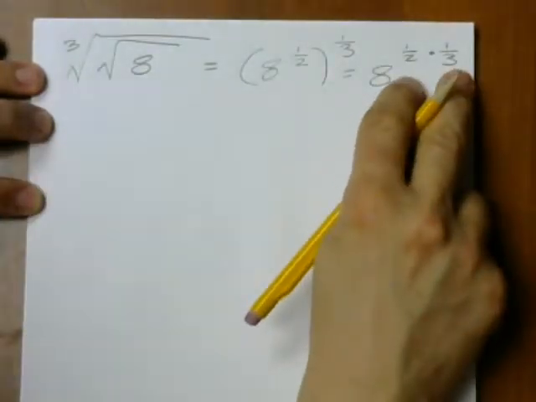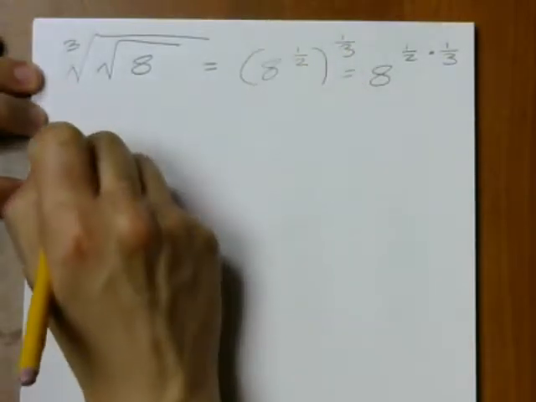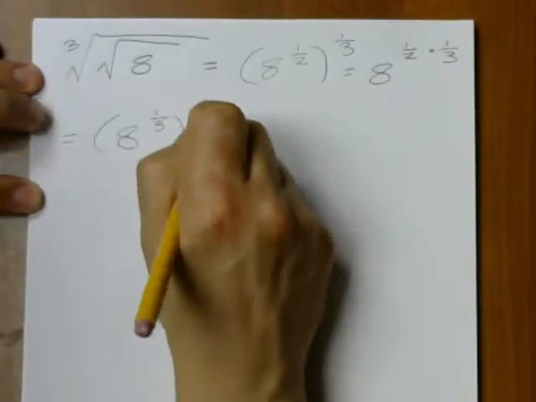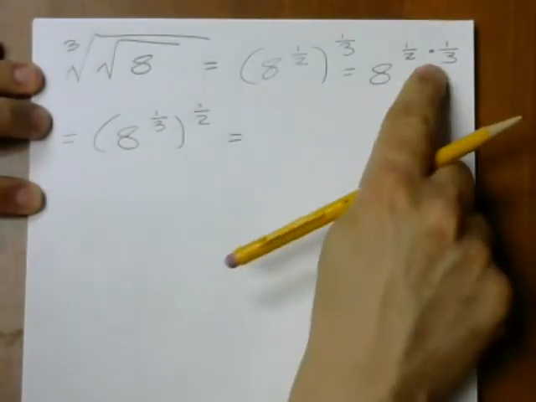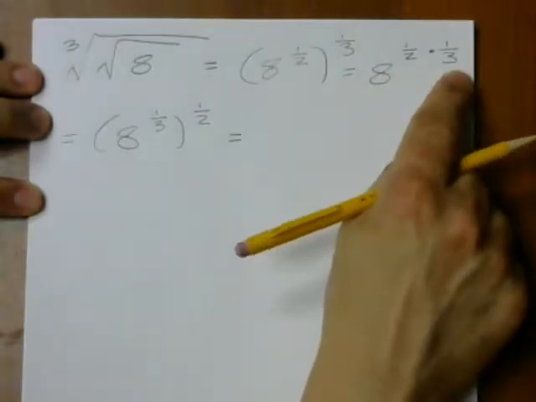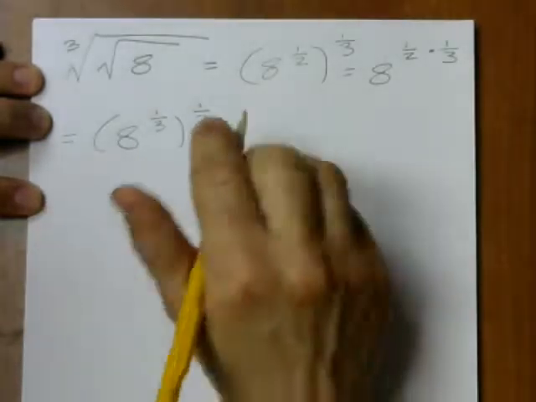Well, I can do either of these first. I could take 8 to the 1/2 to the 1/3, or I could take 8 to the 1/3 to the 1/2, because both of these are going to give me 8 to the 1/2 times 1/3. 1/2 times 1/3 is the same as 1/3 times 1/2. So what could I do here?